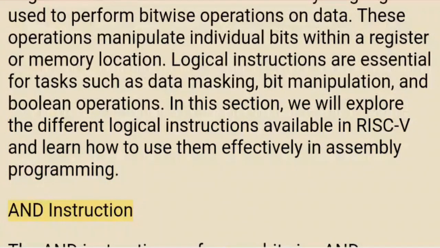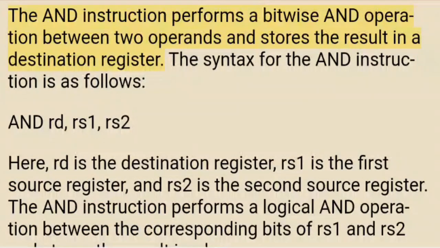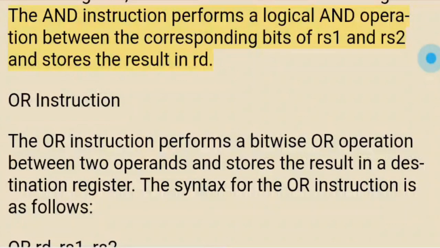AND instruction. The AND instruction performs a bitwise AND operation between two operands and stores the result in a destination register. The syntax for the AND instruction is as follows. AND rd, rs1, rs2. Here, rd is the destination register, rs1 is the first source register, and rs2 is the second source register. The AND instruction performs a logical AND operation between the corresponding bits of rs1 and rs2 and stores the result in rd.